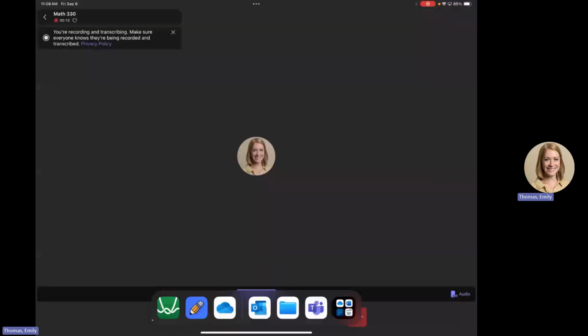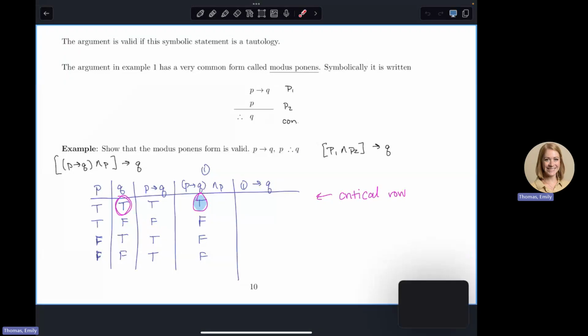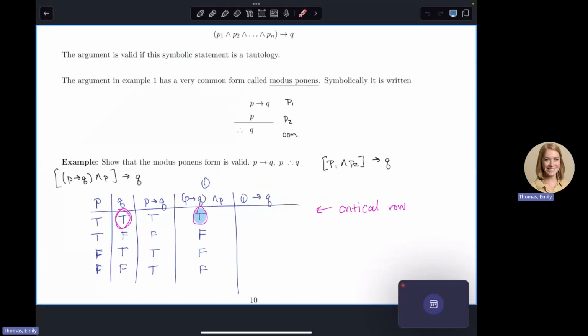Get started then. I am getting myself into Teams, I'm getting us into our notes, and I'm turning on the projector. Maybe.